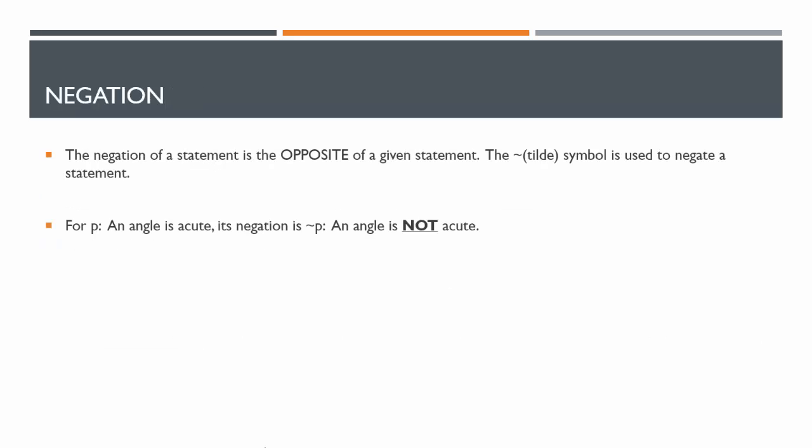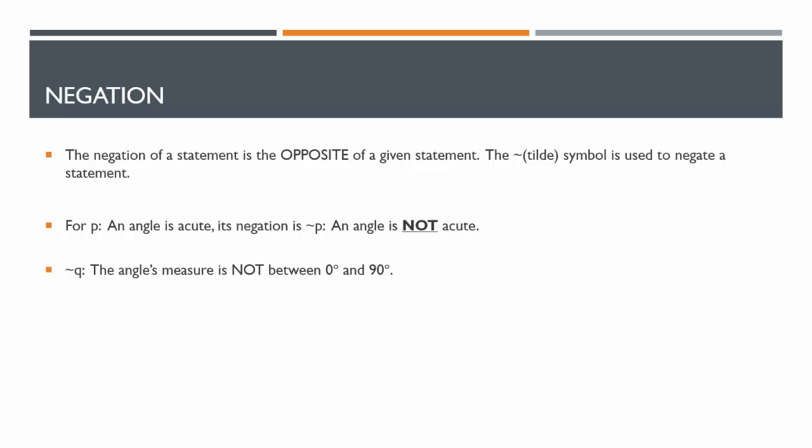The negation of a statement is the opposite of a given statement. We typically use the tilde symbol, which is found below the escape key if you press shift. We use that to negate a statement. So for our statement P, an angle is acute, its negation is not P, which we would refer to as an angle is not acute. If our original statement had been an angle is not acute, its negation, not P, would be an angle is acute.